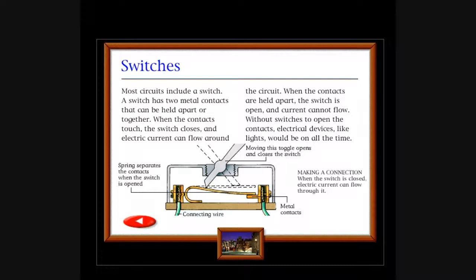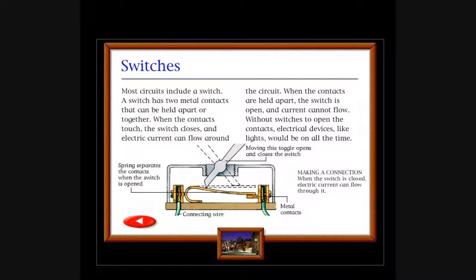Spring separates the contacts when the switch is opened. Metal contact connected to wire. Make a connection. When the switch is closed, electric current can flow through it. I see. So this little thing here is what does the connection. This is connected up to this. And then this thing here. That's the light switch. So that's how the light switch works.